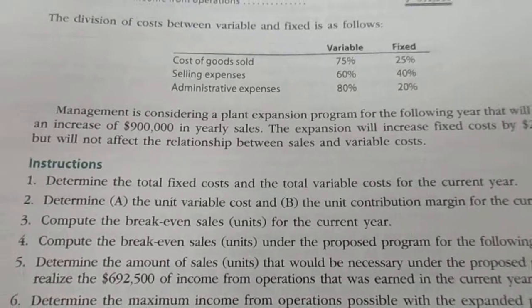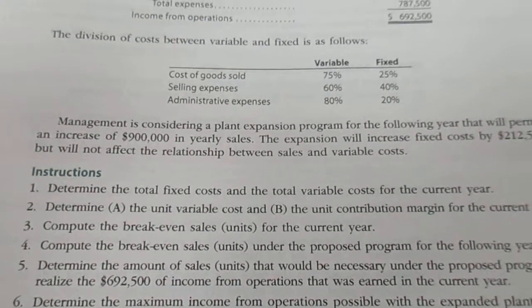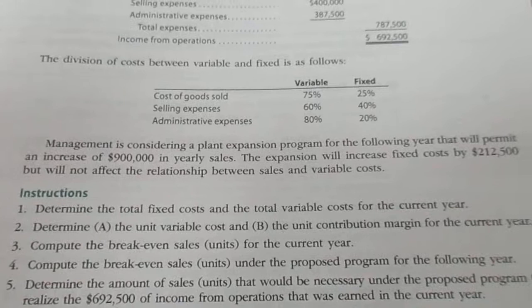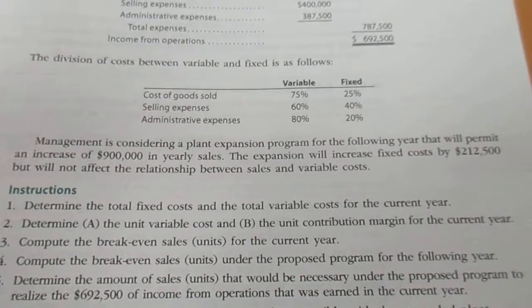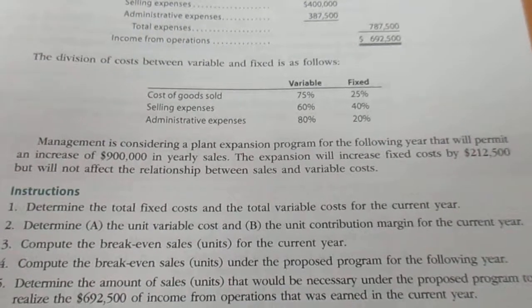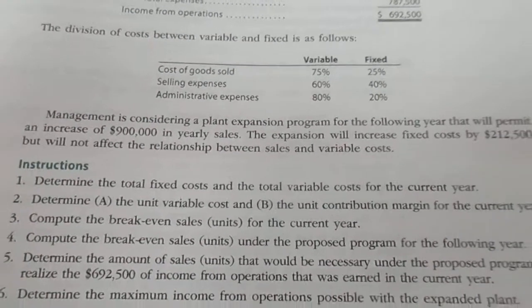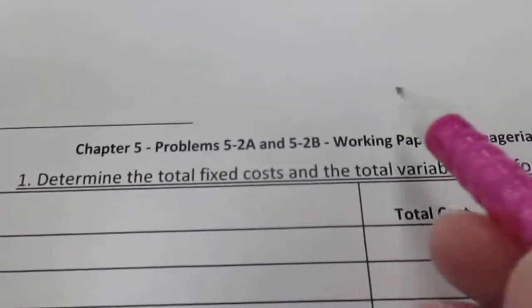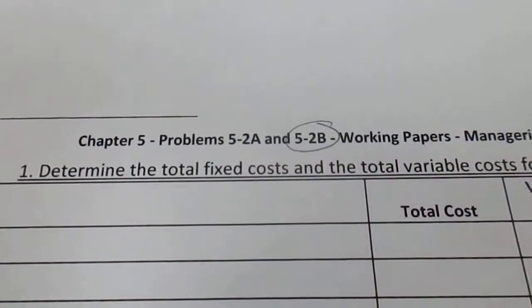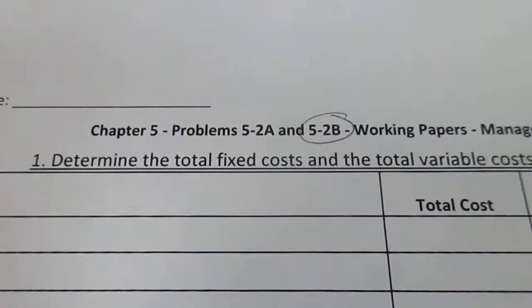Determine the total fixed cost and the total variable cost for the current year. Determine the unit variable cost and the unit contribution margin for the current year, and the break-even sales in units for the current year. So again, we're only doing steps 1 through 3. So we've got our handy-dandy working papers. Again, I'm going to circle 5-2b so I know which problem I'm working on.